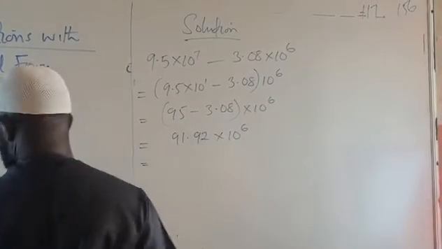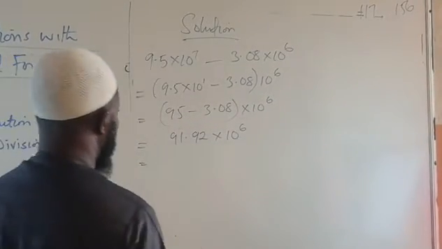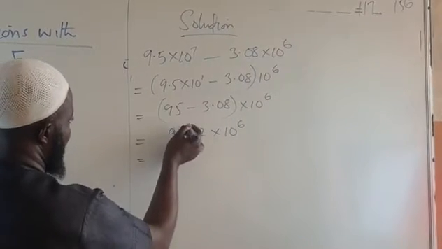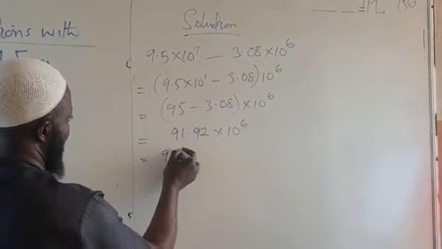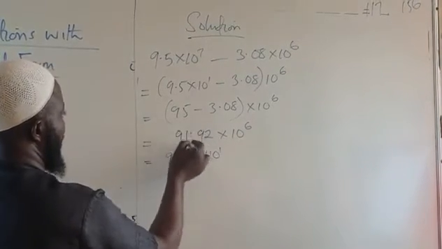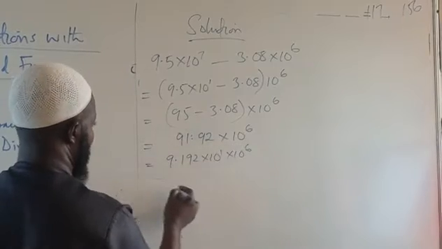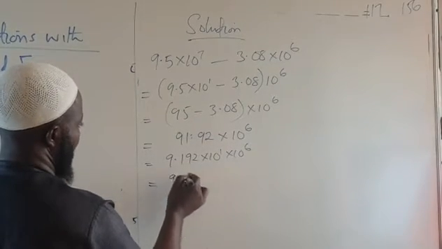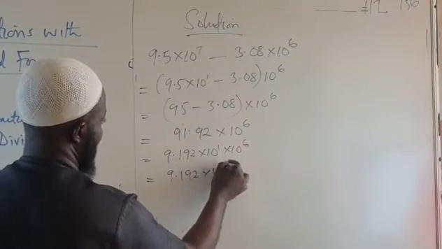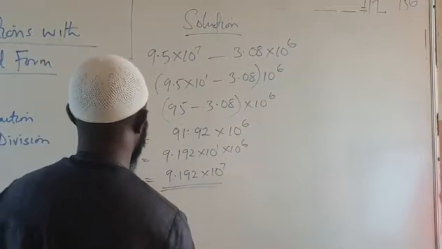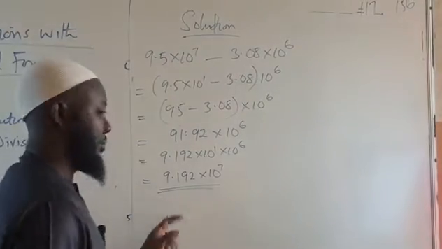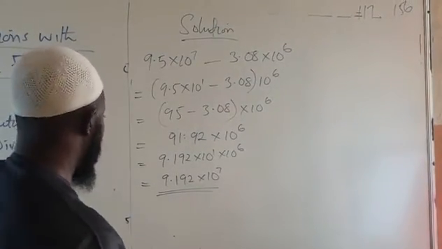So, this is not a standard one as you know, because this one is more than 10. So, in that case, we move this one this way. That will be 9.192 times 10 raised to the power 1. We have moved this one times 10 raised to the power 6. So that gives us 9.192 multiplied by 10 raised to the power 7. So this is our final answer. You can as well use the method I used in the first example to confirm this answer. So that is that for this.